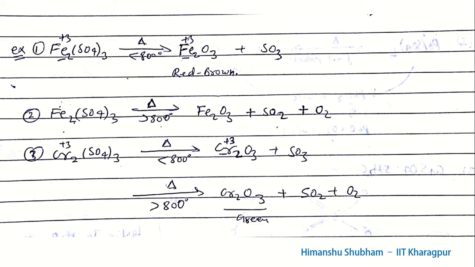We have Fe2(SO4)3. This we have to heat. Now from this compound we can infer that Fe must be in +3 state. So when we heat below 800 degrees Celsius, then we get the oxide of iron Fe2O3 plus SO3, and when we heat it above 800 degrees Celsius, then this particular SO3 would break down into SO2 plus O2. Similarly, the case with Cr2(SO4)3: below 800 degrees Celsius we will get SO3 apart from the oxide of chromium, and above 800 degrees Celsius this SO3 will decompose into SO2 plus O2.